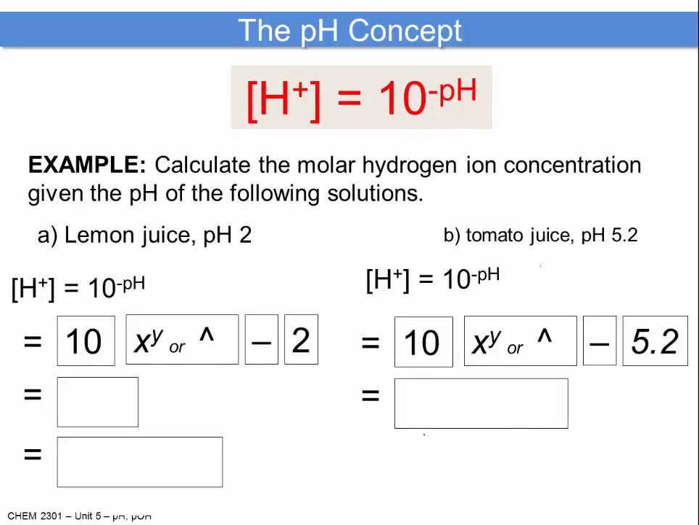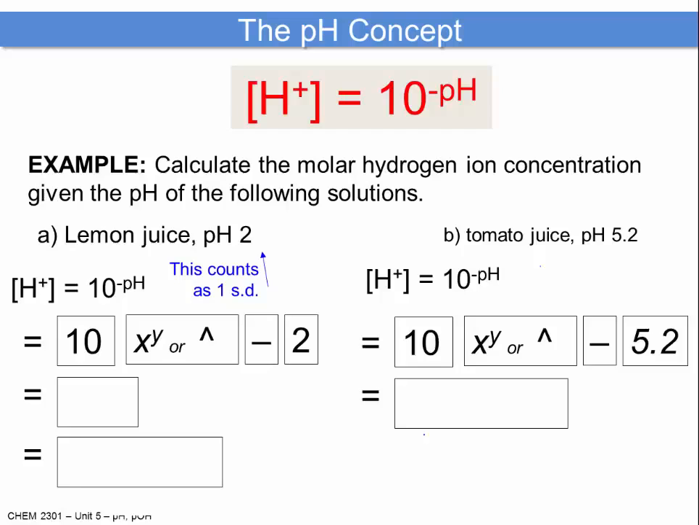Let's look at another example. Calculate the molar hydrogen ion concentration given the pH of the following solutions. So in this case, we're going from pH to hydrogen ion concentration. If we look at part A here, lemon juice, the pH is 2. How do we plug that into our calculator? There are a number of different ways depending how your calculator works. And so we want to say the pH is 2, and we want to plug that in as a negative exponent for the value 10. Depending on your calculator, it will be 10 and either the xy button, or some people have a little upside down v that represents the to the power of, and then negative 2 in the calculator.